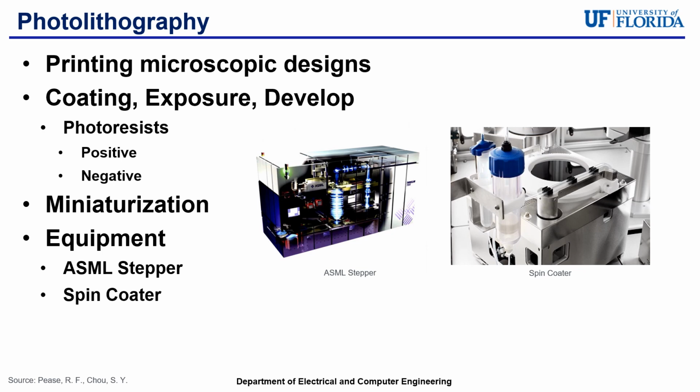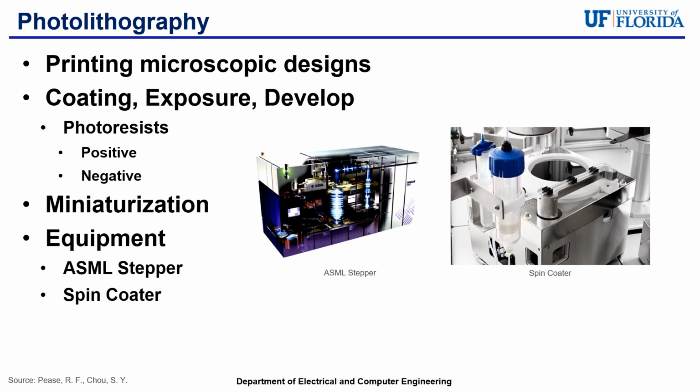Moreover, the next step in the semiconductor manufacturing fabrication process is photolithography. This is a process used to print microscopic designs on a silicon wafer, which will later become the complex circuits of a chip. The process has several key steps: coating, exposure, and development. First, the wafer is coated with a substance called a photoresist.